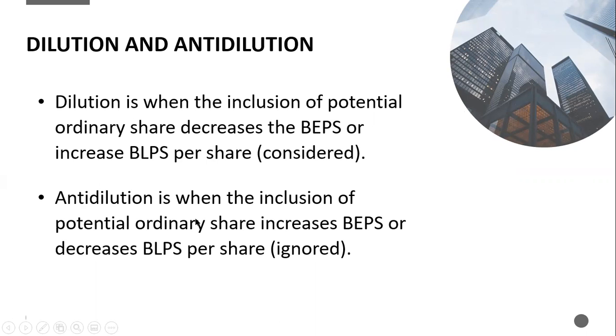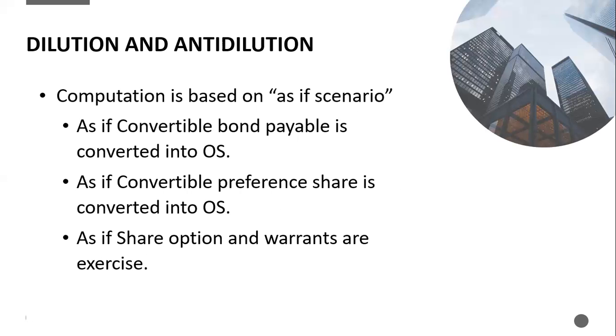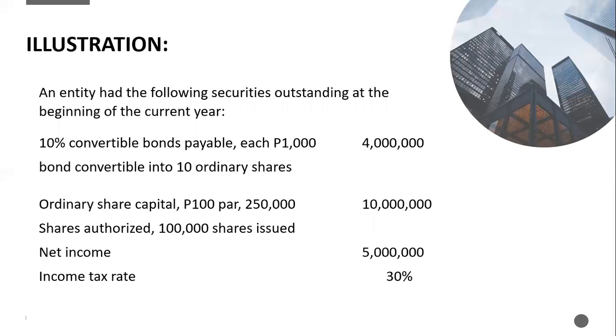Anti-dilution is when the inclusion of the potential ordinary share increases the basic earnings per share or decreases the basic loss per share. So it is ignored. Most commonly we have dilution, because if conversions happen, your denominator increases. Most probably, your EPS will decrease. Dilution. Computation is based on the scenario as if the convertible bonds payable are converted into OS, the preference share is also converted into OS, and the option warrants are exercised.